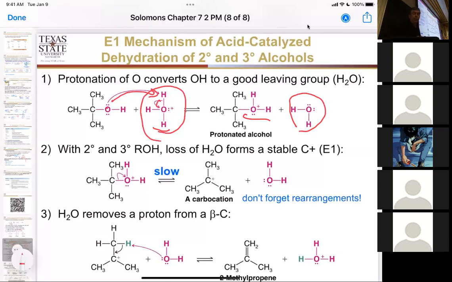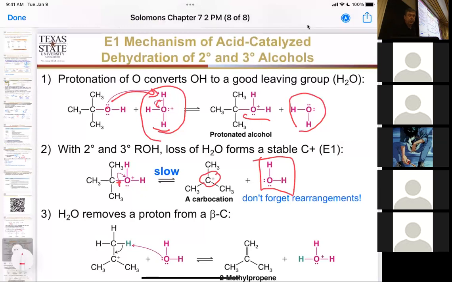Now in the secondary and tertiary, we can break this bond and spit out neutral water to generate a carbocation. In this case, it's a tertiary carbocation. So neutral water leaves, splitting out a carbocation. Wow, that's great, and it's already in a protic solvent, so it's happy. Now we have to have something act as a base.